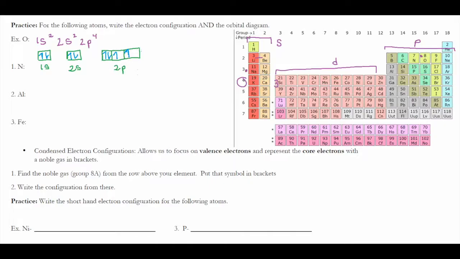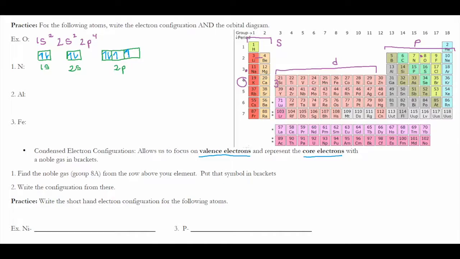This is going to have a large role in how atoms actually interact with one another, and we'll look at that this year. But this is just a basic review of the basic concepts of writing electron configurations. Now, if instead of writing out this whole electron configuration, I want to write out the condensed electron configuration, or the shorthand, what that allows me to do is focus on the valence electrons, and represent the core electrons with a noble gas in brackets.